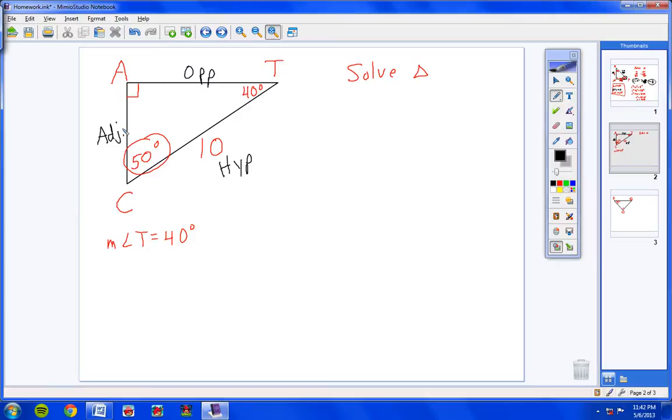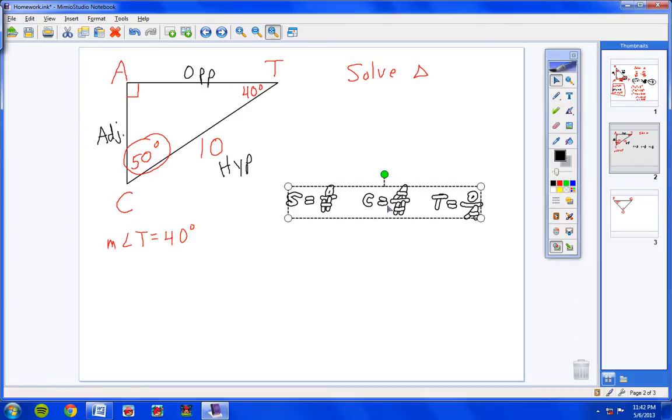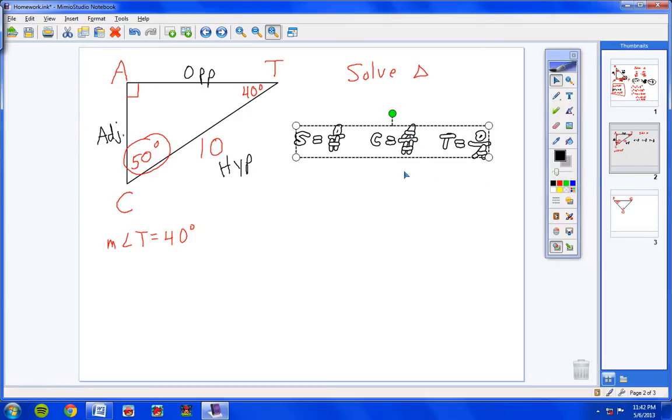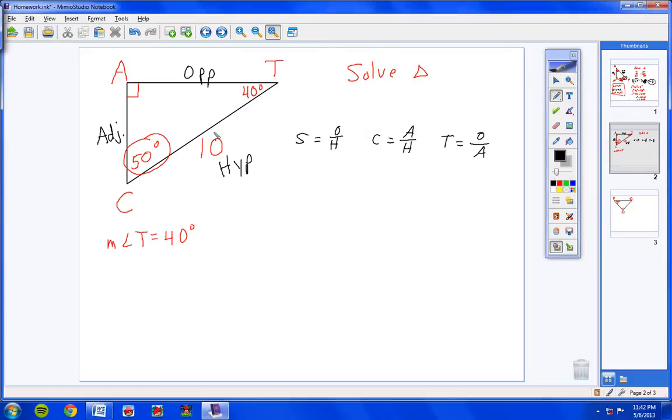Now, your trig ratios, of course, are this right here. Now be careful here. What side do I know? It's not the adjacent side, it's not the opposite side, it's the hypotenuse. So I either want to use this trig ratio because it has hypotenuse, or this one. You don't want to use this one. You do not know the opposite side, you do not know the adjacent side. Don't use that trig ratio.